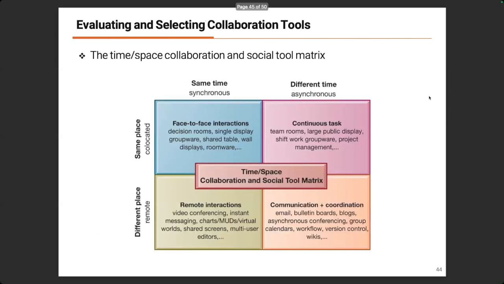Okay, then we need to think about how do you choose the right collaboration technology for your firm. So understanding what problem these tools are designed to solve is very important. There is a useful framework for evaluating and selecting collaboration tools. This is the time-space collaboration and social tool matrix.